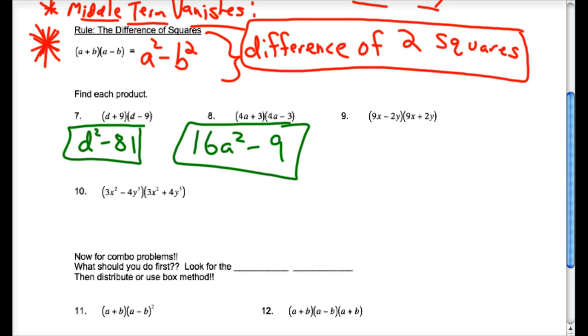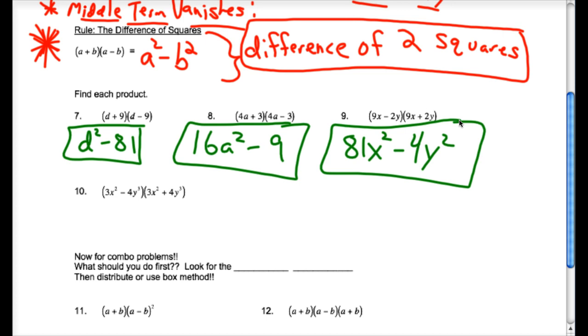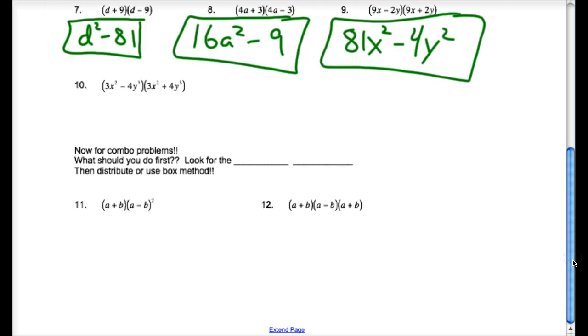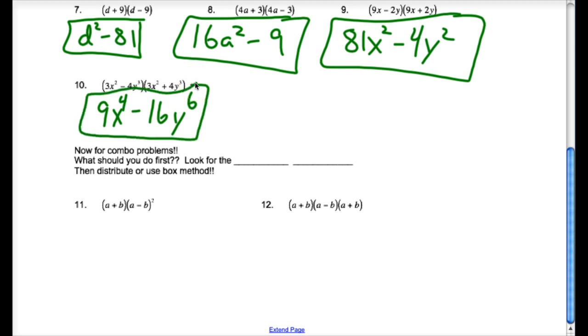Sarah B, do number 9. 81x squared minus 4y squared. Meredith Burke, try the last one. You add your exponents. 9x to the 4th minus 16y to the 6th.